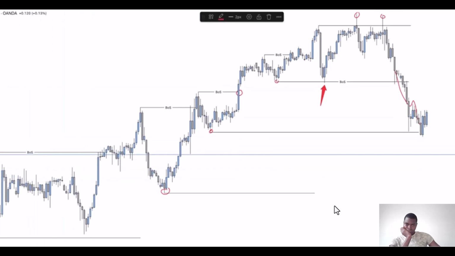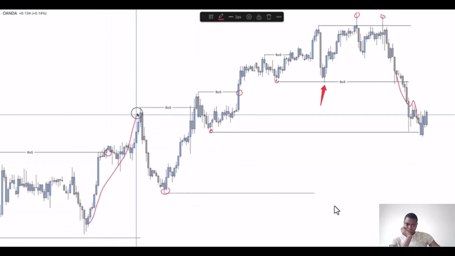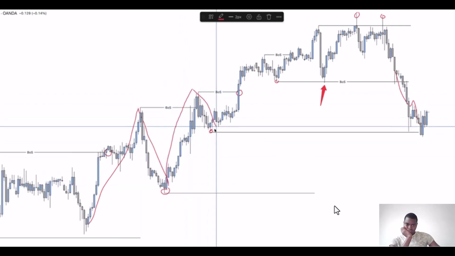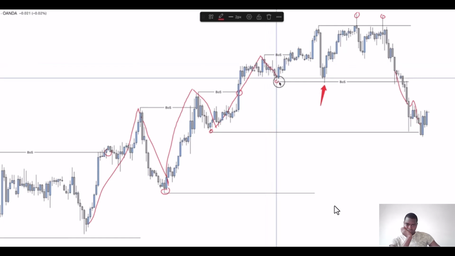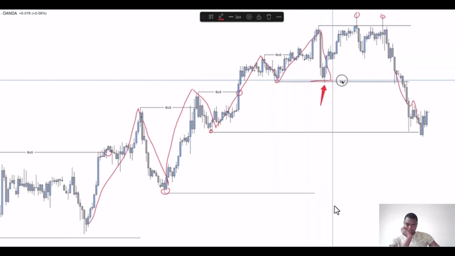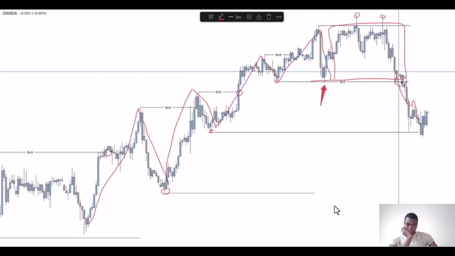Here we had our first break, which came in at this level here. That indicated an uptrend where we had bullish impulse, bearish correction, bullish impulse, bearish correction, bullish impulse, bearish correction, bullish impulse, bearish correction. Then we shifted into consolidation. The market did nothing, but eventually it broke through.